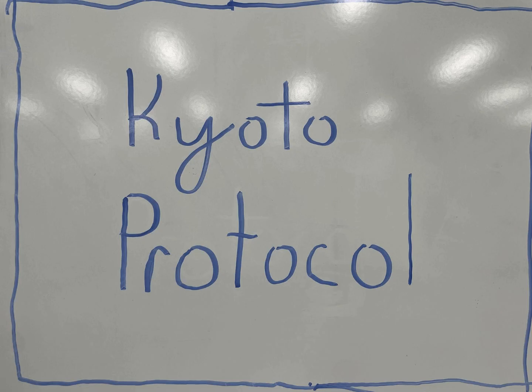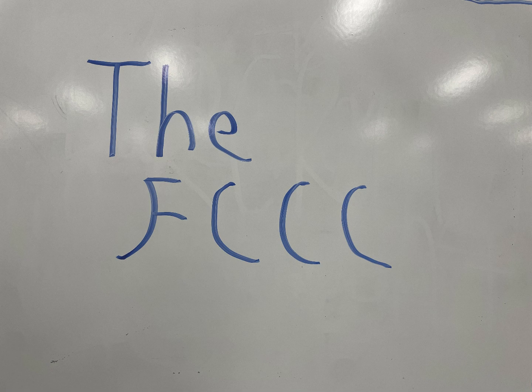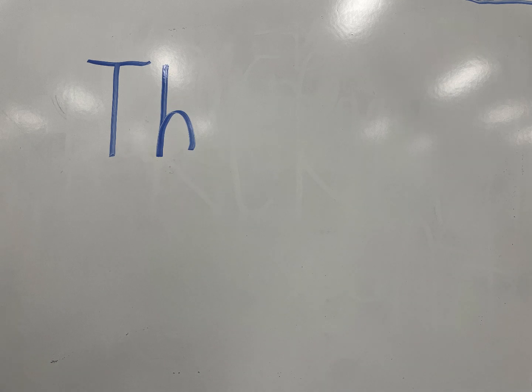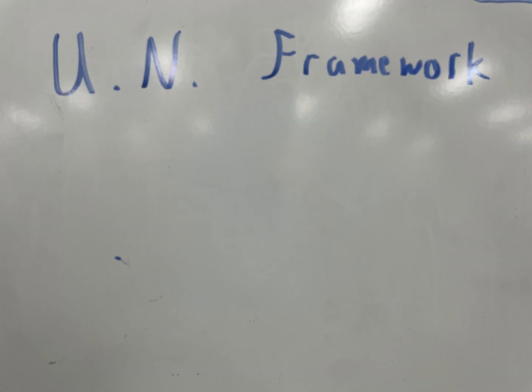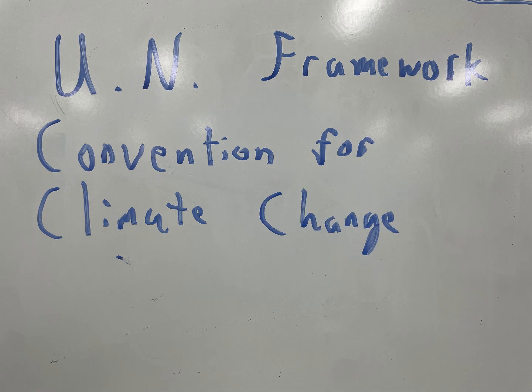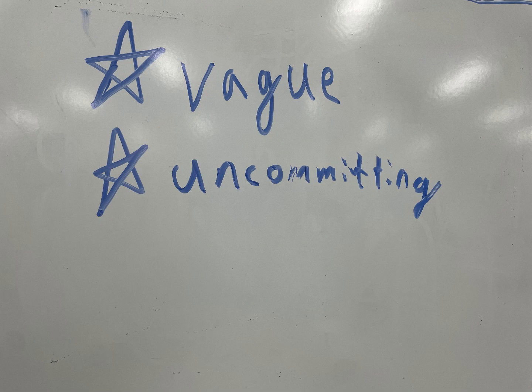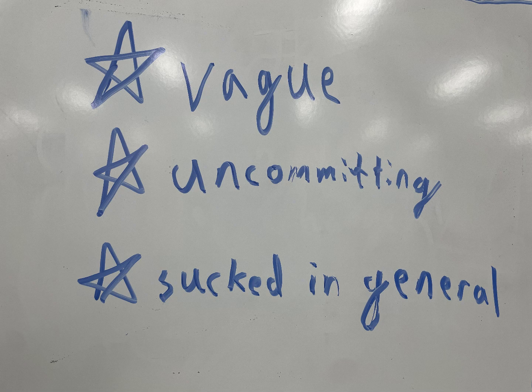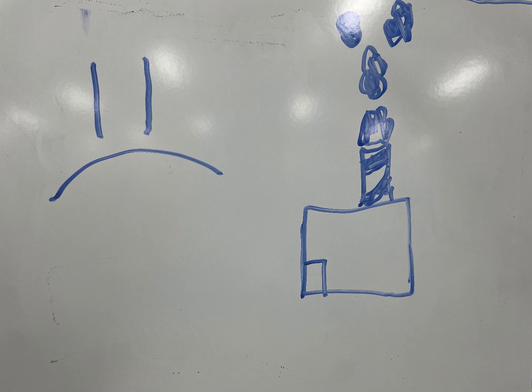Hey guys, today we're learning about 5 acts and laws that you need to know for the APES environmental exam. The first is the Kyoto Protocol, which started as the FCCC. This is also known as the United Nations Framework Convention for Climate Change. However, the United Nations Framework Convention for Climate Change was vague, uncommitting, and kind of sucked in general, so they came up with the Kyoto Protocol.